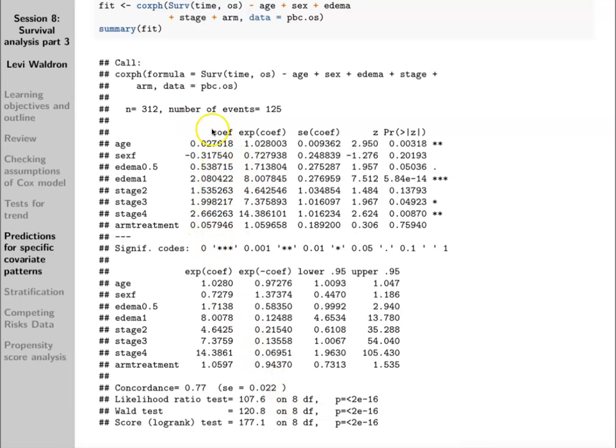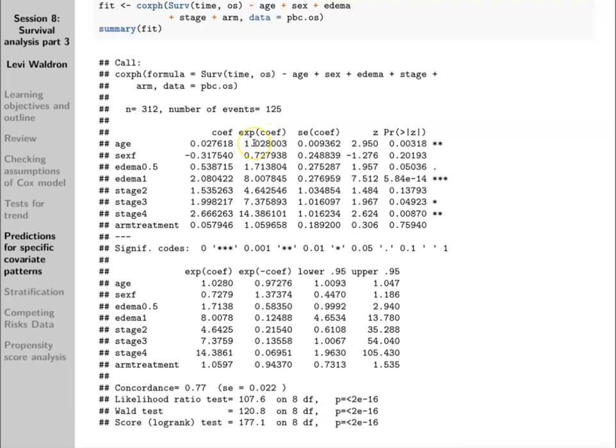We have a column of coefficients. We have a column of the exponents of those coefficients just for convenience because the coefficients are log hazard ratios. This column is the hazard ratios themselves, and then standard errors on the coefficients, values of z for the Wald test, and p-values from the Wald test, showing us, for example, that yes, age is a continuous variable here, does have a positive coefficient.